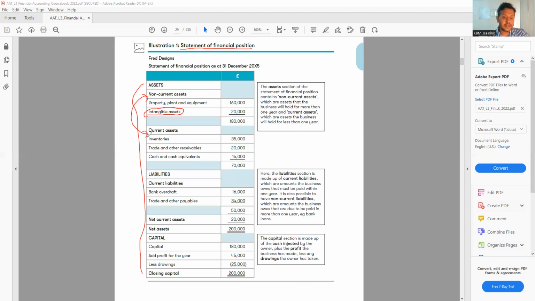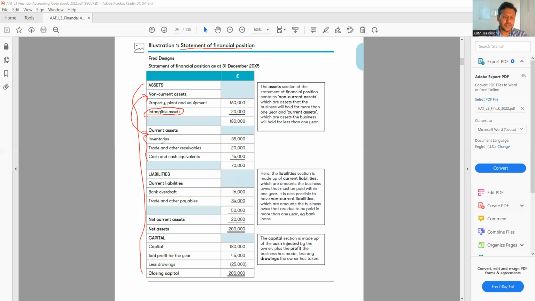Then we have current assets. Any asset that we believe, in a short period or very soon, will be converted into cash, we call a current asset.